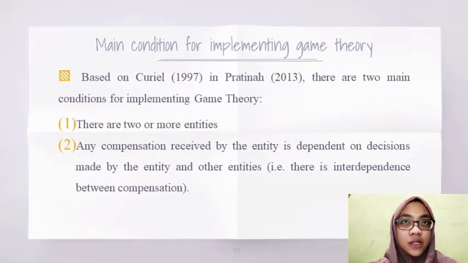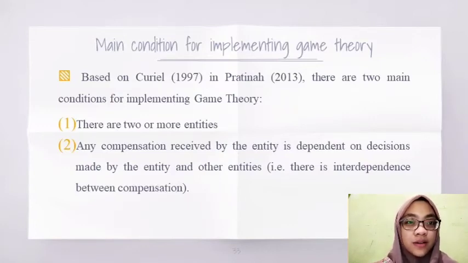There are main conditions for implementing game theory, based on Curiel 1997 and Pratina 2013. There are two main conditions for implementing game theory. The first is that there are two or more entities. The second, any compensation received by the entity is dependent on decisions made by the entity and other entities. For example, there is interdependence between compensation.